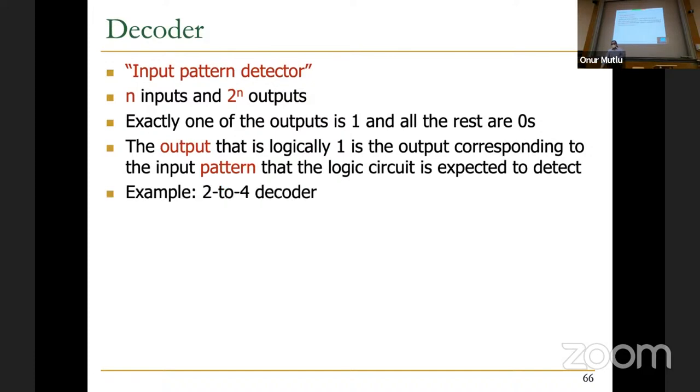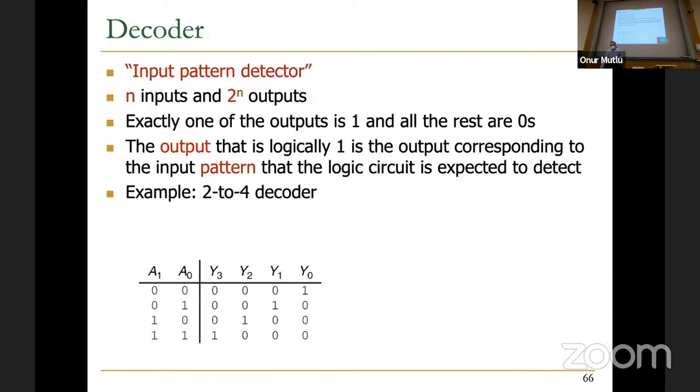So let's say you have a 2-4 decoder. This is what the truth table is. So what does a 2-4 decoder mean? It has two inputs and four outputs. The two inputs are bits A1 and A0. You can think of one bit here and another bit over here. And the outputs are a four-bit output, four different outputs, Y3 to Y0. So what is this decoder expected to do? This decoder is expected to distinguish between each of the inputs. And that's what it's doing, basically.